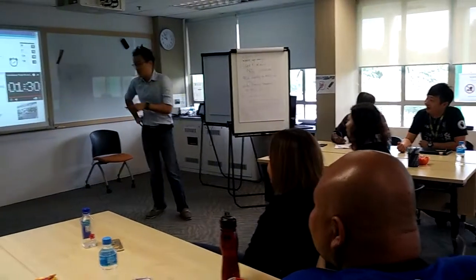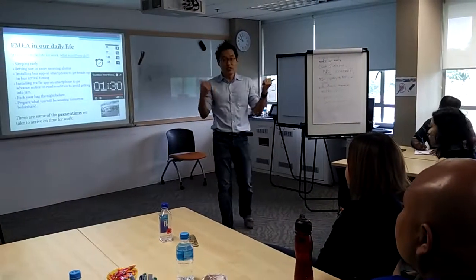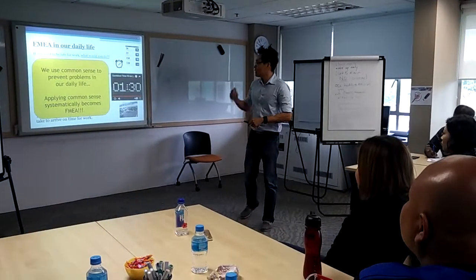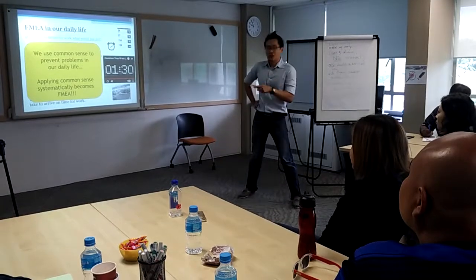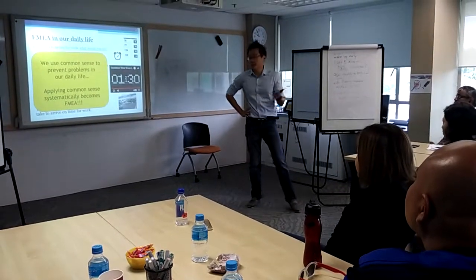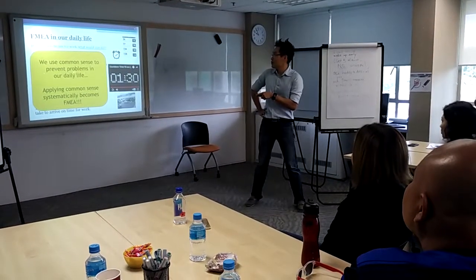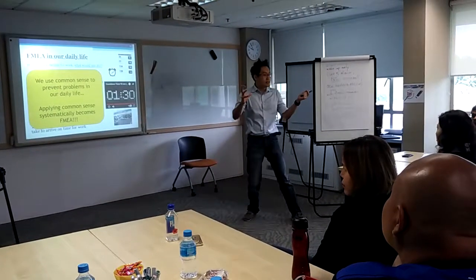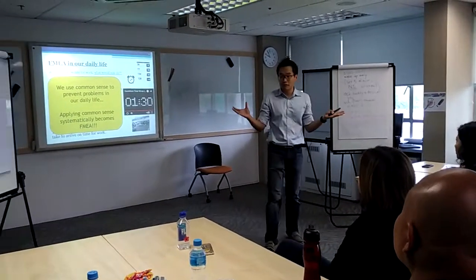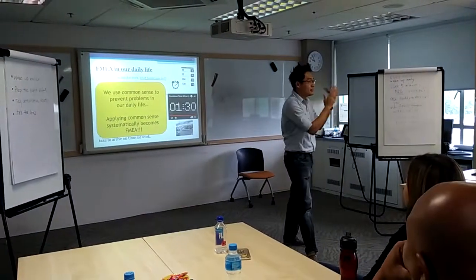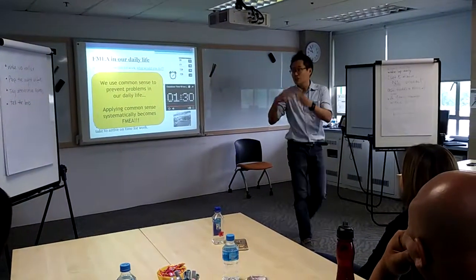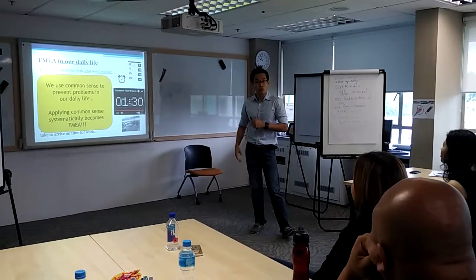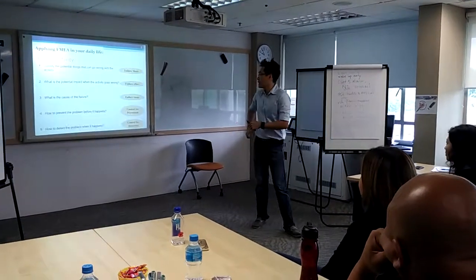But these are actually some of the prevention measures that we do. Correct? Do we need anyone to teach us that? No need, right? So what is this? This is actually common sense. So if we use common sense to prevent problems in our daily life, applying common sense systematically, because what you're doing now is still a bit random. If you apply it systematically, you can effectively scoop out and prevent the problems. That is what doing FMEA is about. Doing it systematically. Okay?